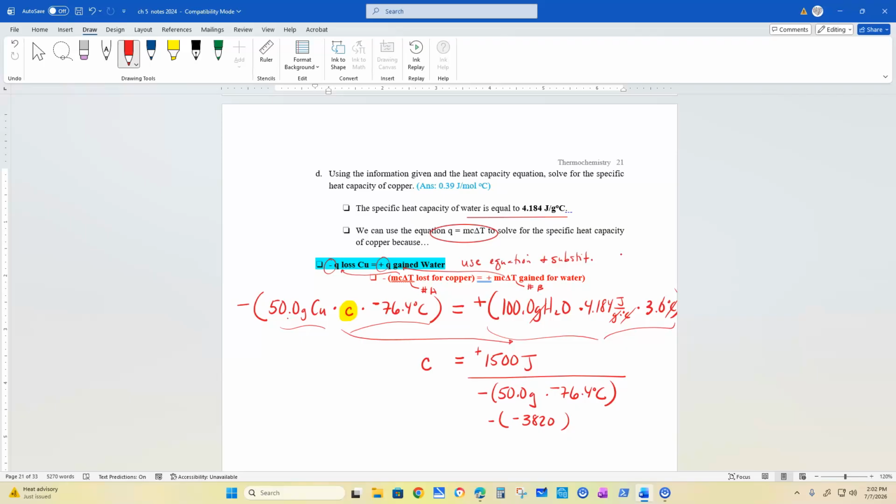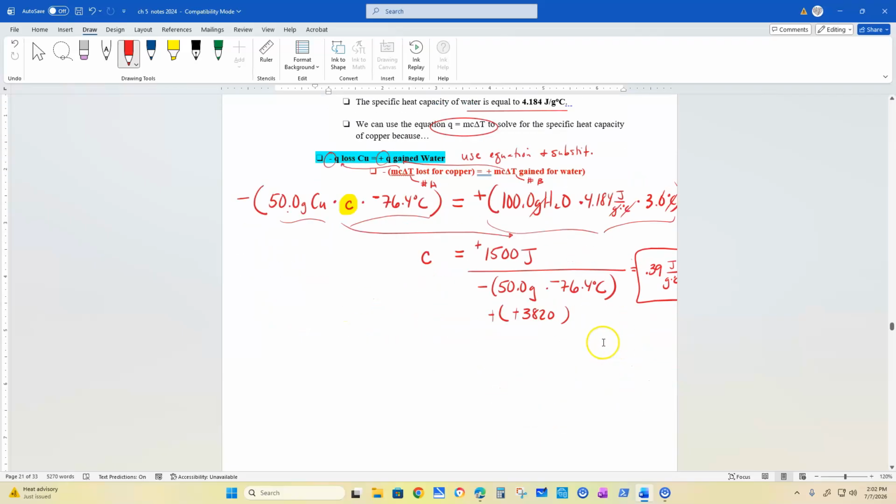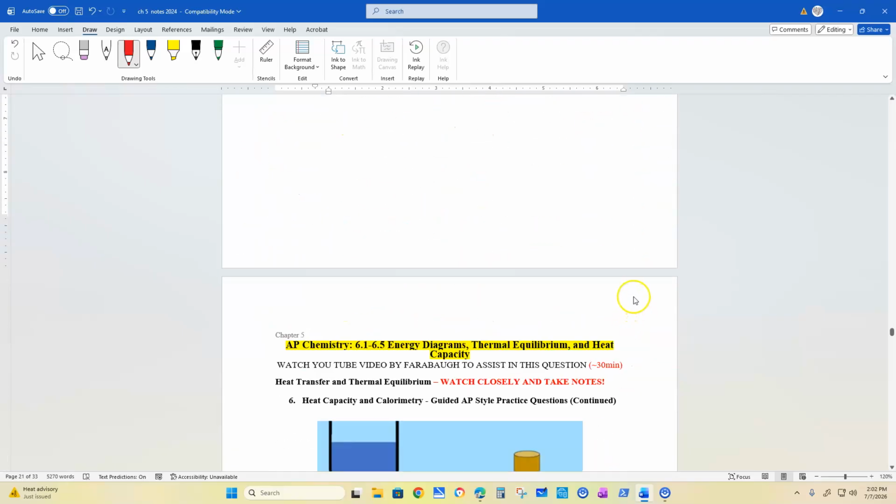But what's a negative times a negative? That negative and negative is going to become positive. So now I'm going to take that 1,500 and divide it by that 3820. And if we do this right, we should get that 0.39, which we do, 2 sig figs, 0.39 joules per gram per degree Celsius. Okay? And as I said, in lab, we will do that same thing also.